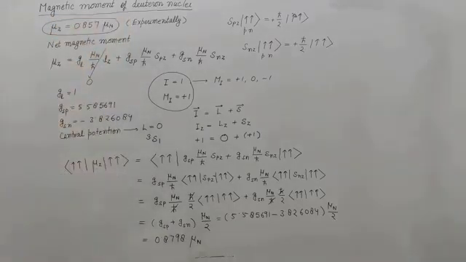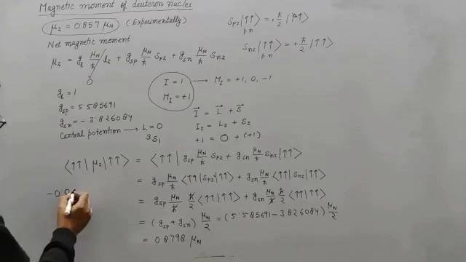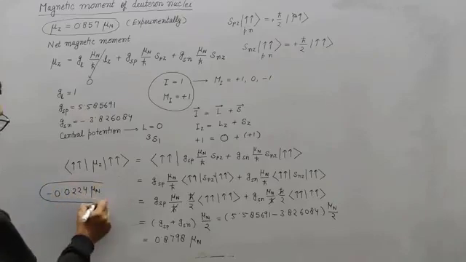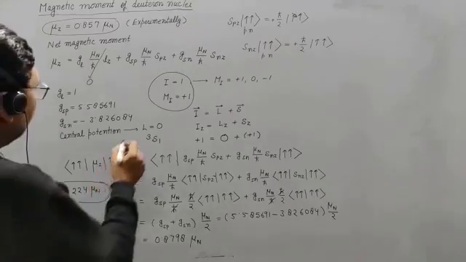This is the experimental value. So there is a discrepancy of minus 0.0224 mu n. How will we justify this discrepancy?